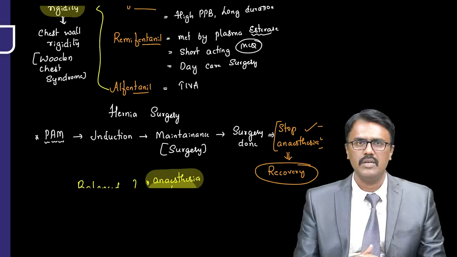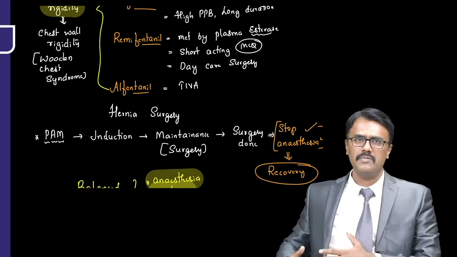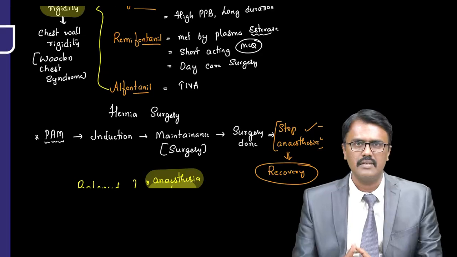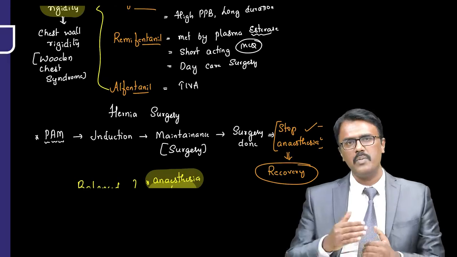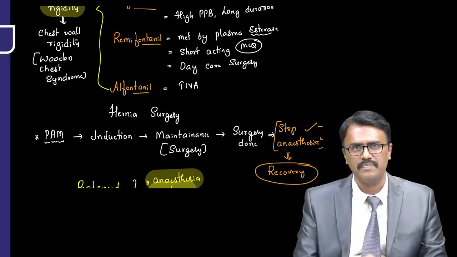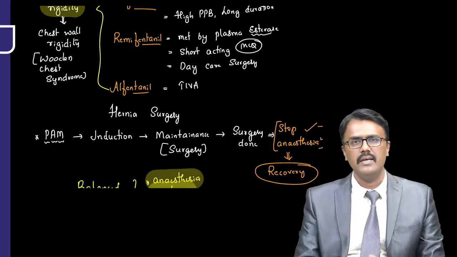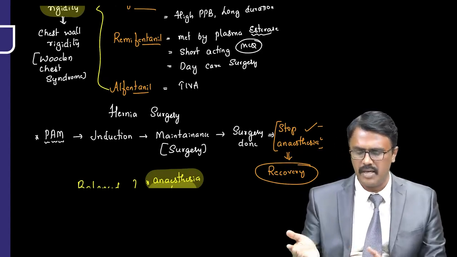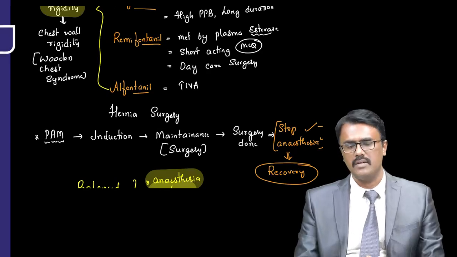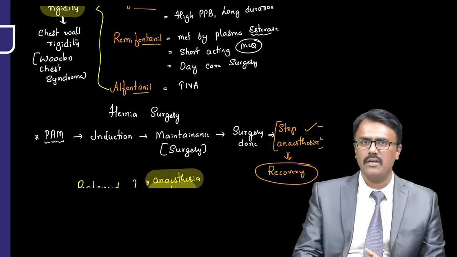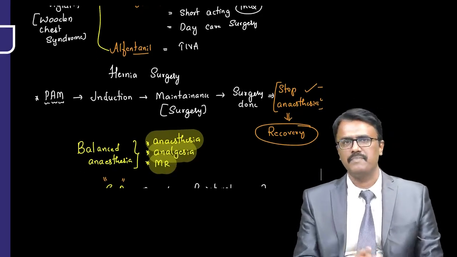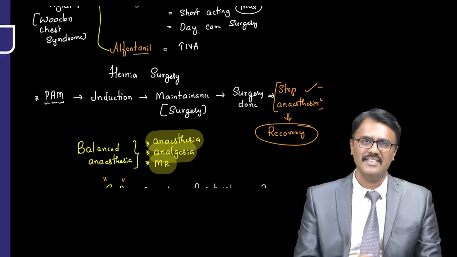Once the anesthesia is over, there are post-operative problems. You can reverse the muscle relaxation by using neostigmine or pyridostigmine. Opioid overdose can be managed with naloxone. Paralytic ileus and urine retention can be managed with the same drugs, pyridostigmine and neostigmine. One more drug is bethanechol. For post-operative shivering, we can use pethidine. So that is about general anesthesia in brief.